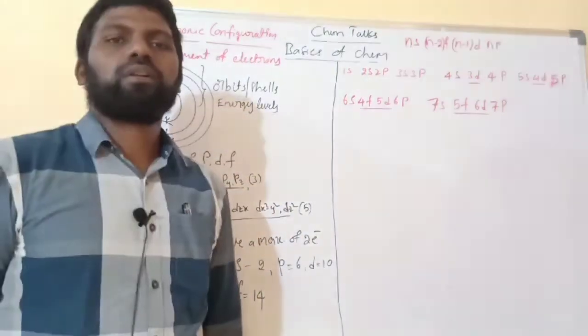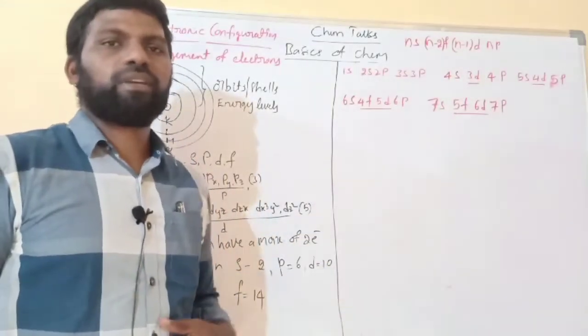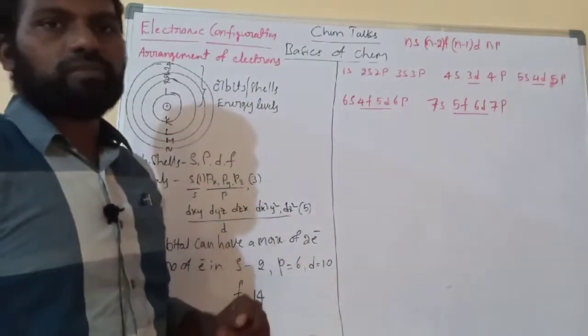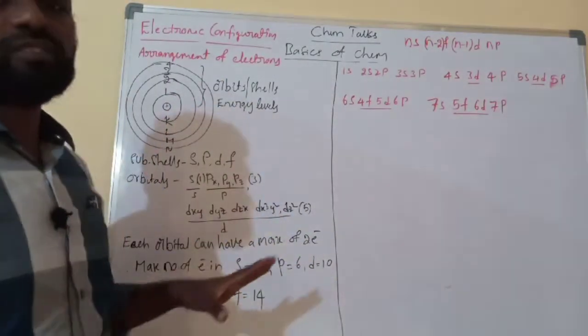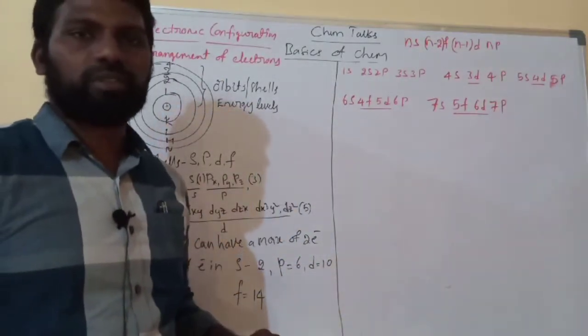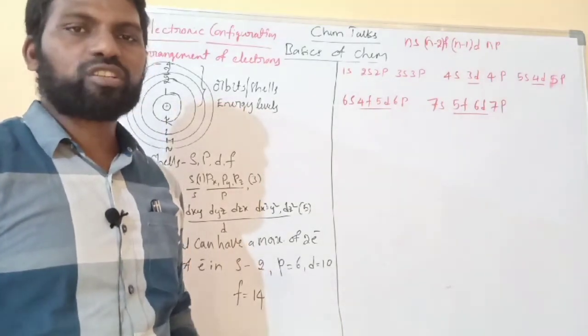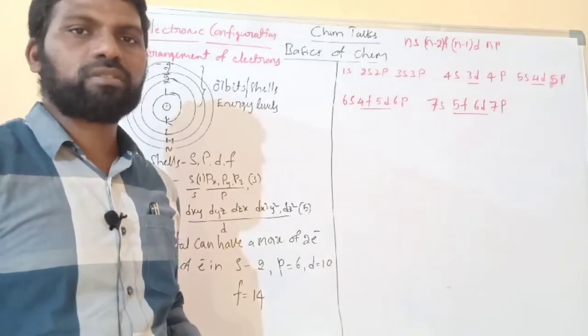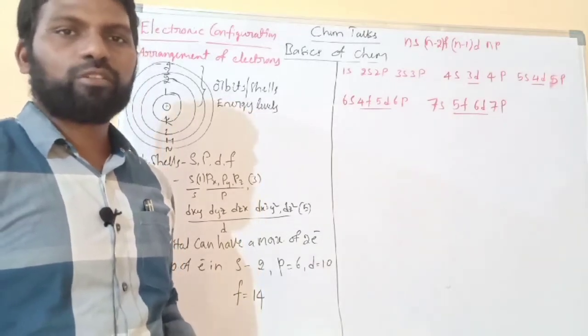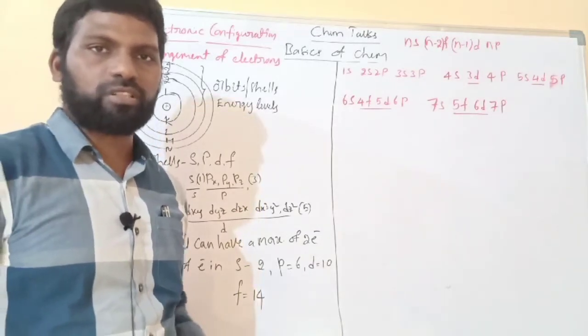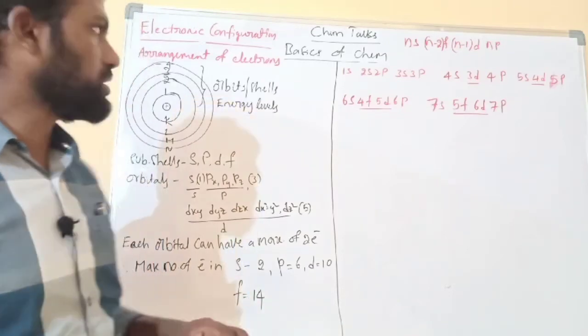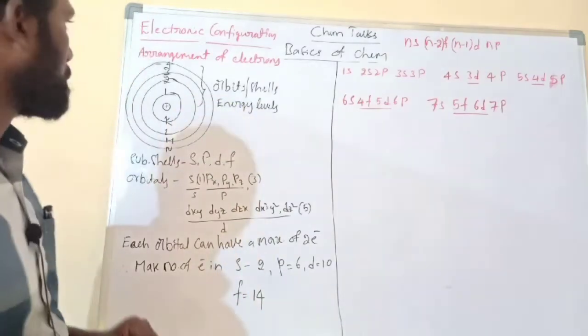Dear students, in this class I am going to explain electronic configuration. Electronic configuration is one of the very important topics of chemistry. Without knowing electronic configurations of different elements, it becomes very difficult to study chemistry. So without wasting time, let us start.